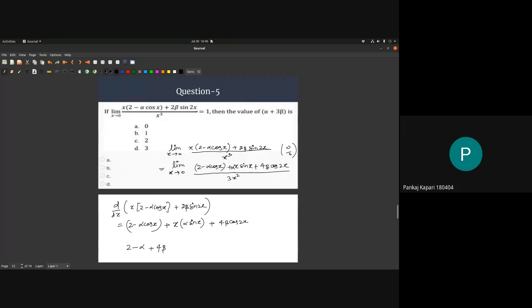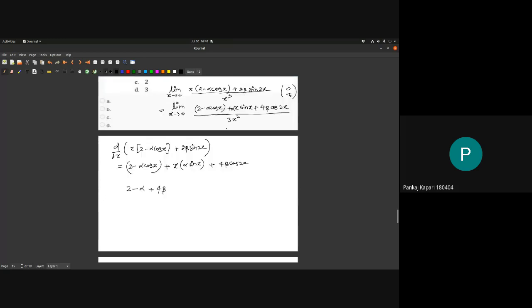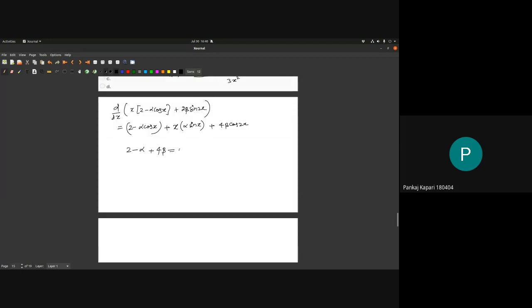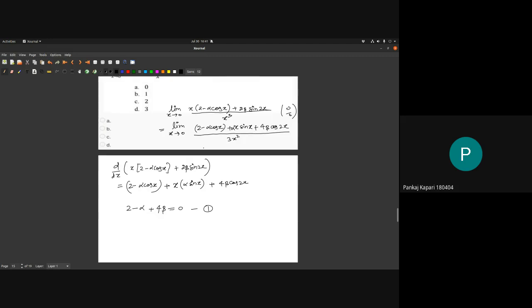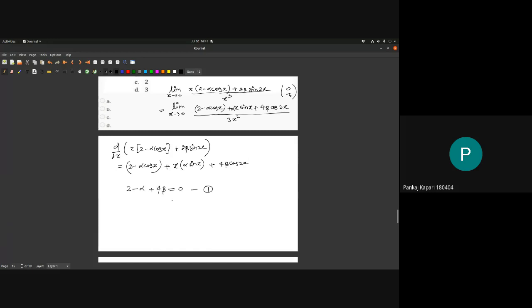This limit can be calculated, and it is equal to 1, and therefore this 2 minus alpha plus 4 beta must be 0 to make this function into a 0 by 0 form. So this is our first relation between alpha and beta. If you assume that 2 minus alpha plus 4 beta equals 0, then again this limit is in the 0 by 0 form. This is again an indeterminate form, so we can again apply L'Hopital's rule to find its limit.